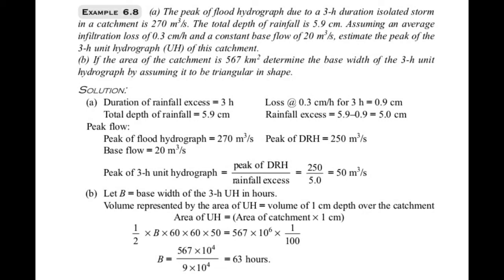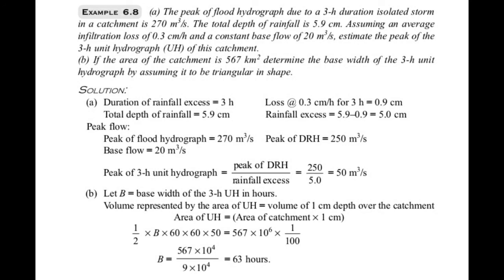The peak of the flood hydrograph is equal to 270 cubic meter per second. Then we have a base flow of 20 cubic meter per second. Then we get the peak of the direct runoff hydrograph, which is equal to 250 cubic meter per second. And the peak of the 3-hour unit hydrograph is equal to the peak of direct runoff hydrograph over the rainfall excess, which equals 250 over 5.0. Then we get 50 cubic meter per second.